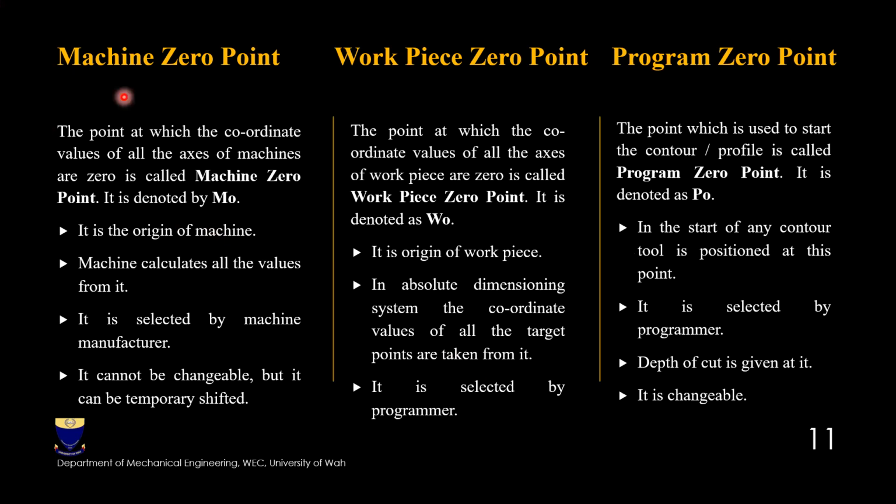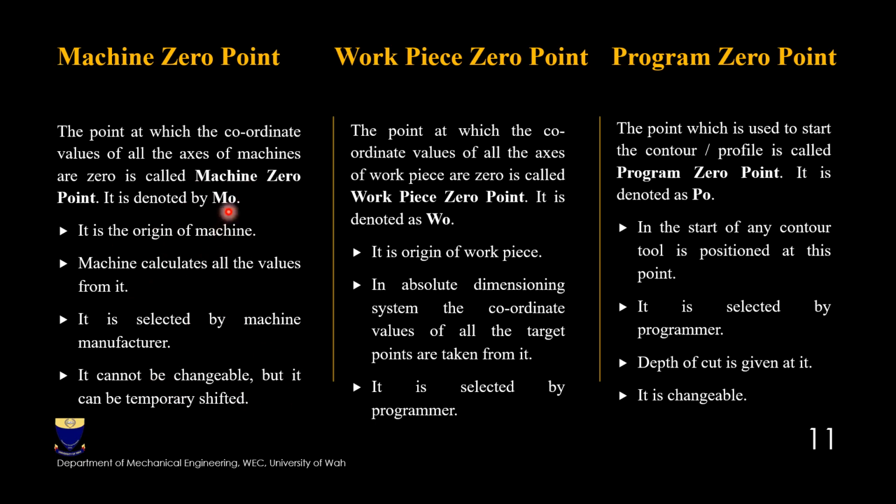So in machine 0 point, the point at which the coordinate values of all the axes of machine are 0 is called machine 0 point. It is denoted by m naught. So this is basically the point where all x, y, and z axes of the machines are 0. It is the origin of the machine. Machine calculates all the values from this point. It is selected by the machine manufacturer. It cannot be changed, but it can be temporarily shifted.